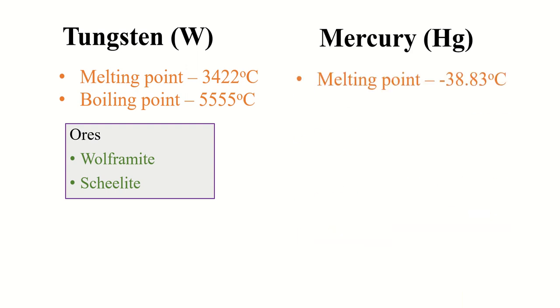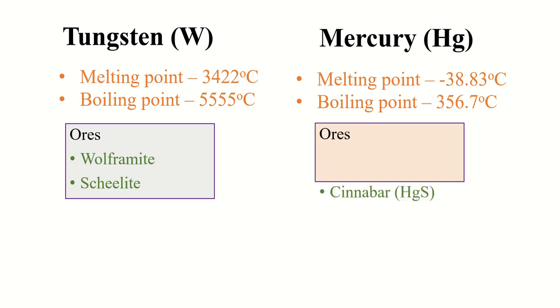And mercury has the melting point minus 38.83 degrees centigrade, and the boiling point is 356.7 degrees centigrade. Mercury is frequently used in thermometers, room thermometers, and the important ore is cinnabar. HgS is the formula. I hope this content is very knowledgeable for you.